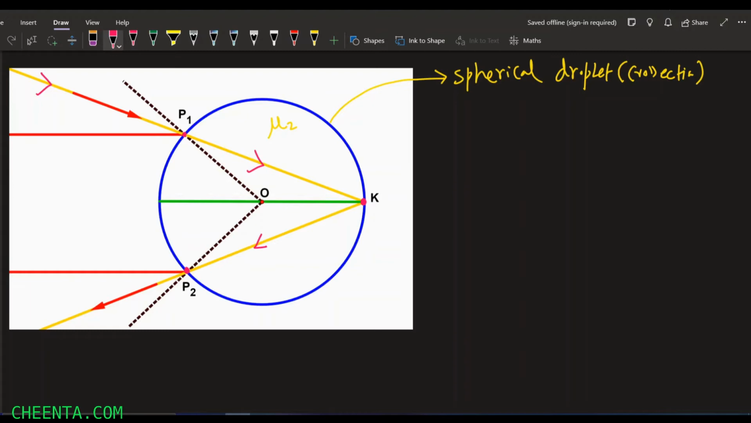Now because at the point P2 it refracts, I have drawn another perpendicular at the point P2, and it is also perpendicular to the circle, so it also goes through the center. So up to this point everything is clear.